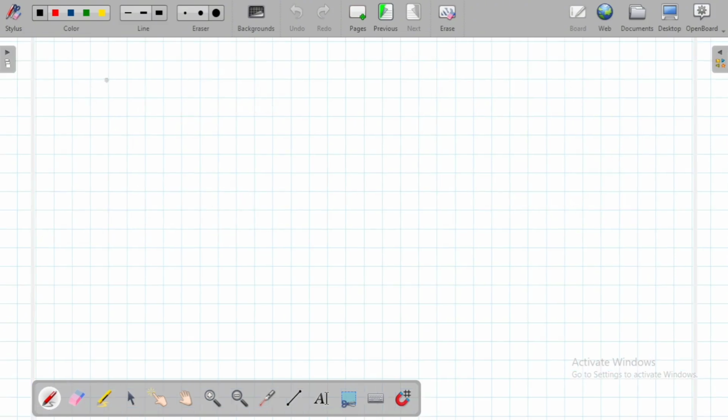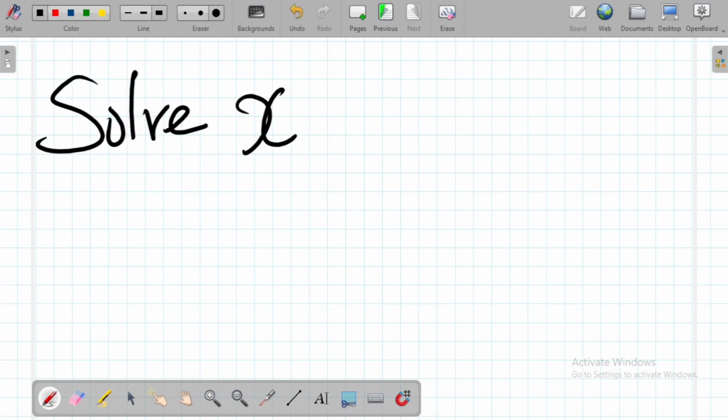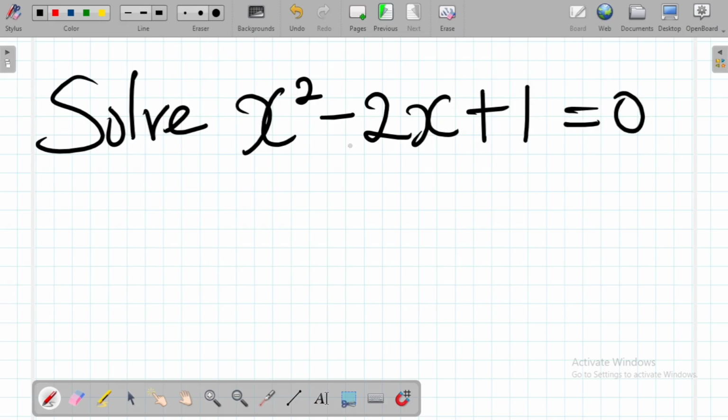All right, so I'll leave you to solve a question for me. Solve x squared minus 2x plus 1 equal to 0. Find the roots of this quadratic equation and tell me if the roots are equal.